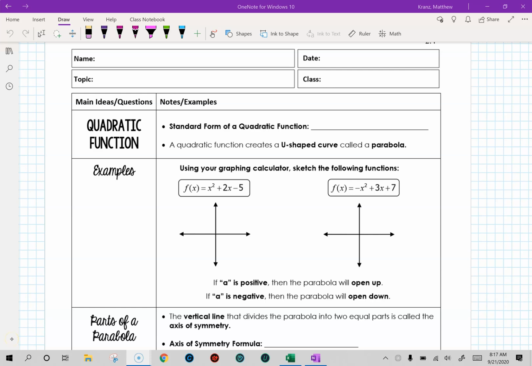What we're going to be looking at today is the quadratic function specifically. So these are parabolas. Let's go ahead and get started. First thing we have is the standard form of a quadratic equation, and that standard form is y equals ax squared plus bx plus c, where a, b, and c are constants, or just numbers.